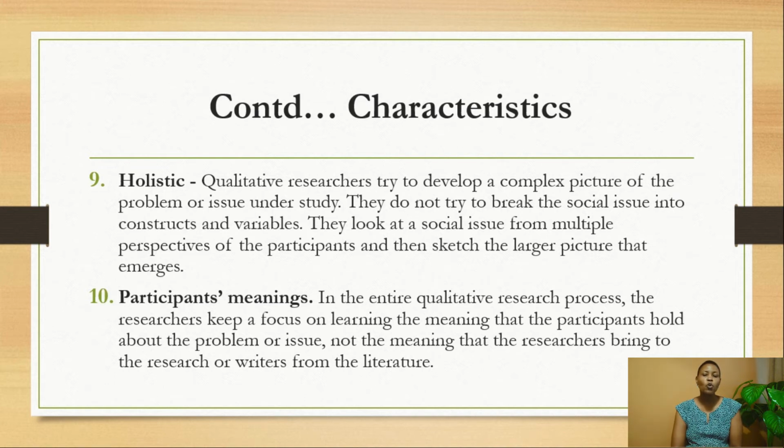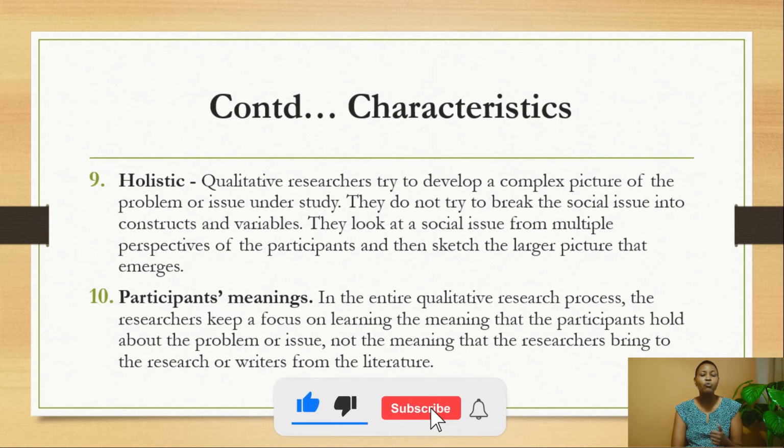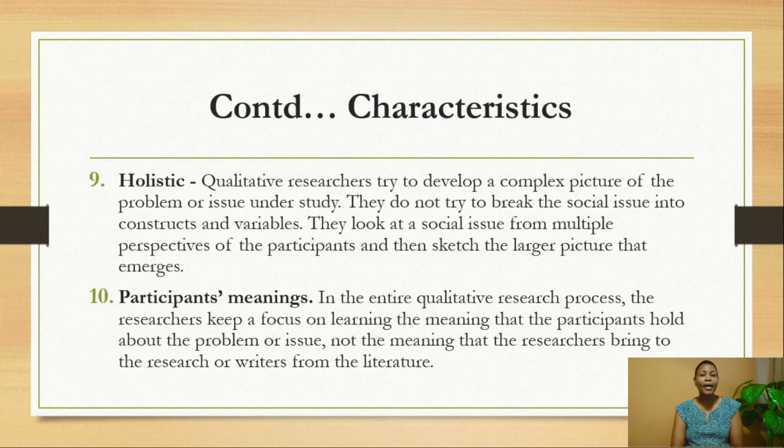Another characteristic is holistic. Remember we said quantitative researchers who emerged from positivist paradigm try to break the social issue into constructs and variables. But a qualitative researcher does not break the social issue into variables. He tries to develop a complex picture of the problem or the issue under study. And that is why qualitative researchers look at a social issue from multiple perspectives of the participants and then sketch the larger picture that emerges out of that issue under study.